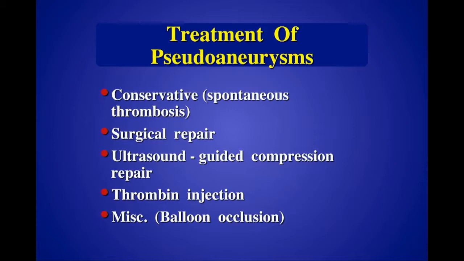There are a number of different treatment options for pseudoaneurysms. First, you can take a conservative approach and see if the pseudoaneurysm will spontaneously thrombose. I will do that for pseudoaneurysms that are 1 centimeter or less. Although I don't have any series that confirms the value of using the 1 centimeter cutoff, this is something I've been doing for years and it seems to work pretty well. Many of these will spontaneously go away when they're small. Obviously, if they're complex or not amenable to thrombin injection or compression repair, they may go on to surgical repair.